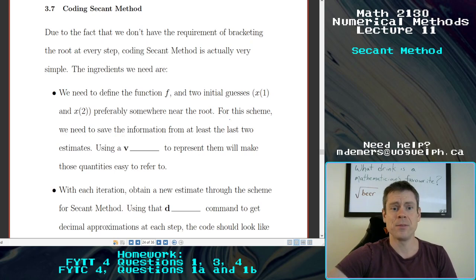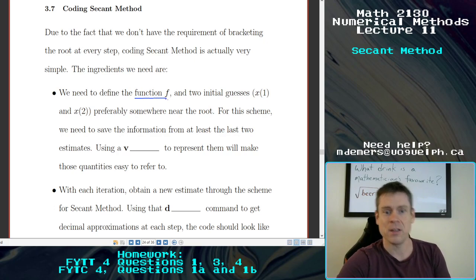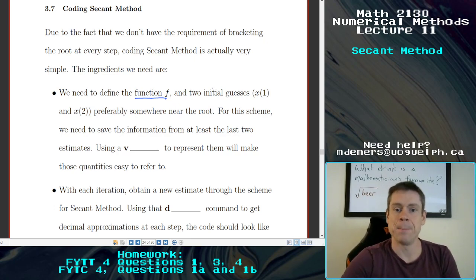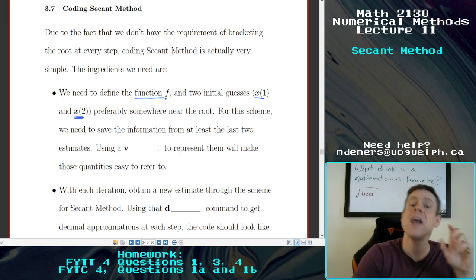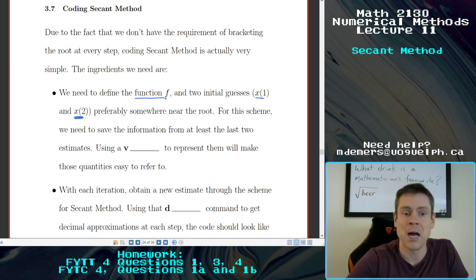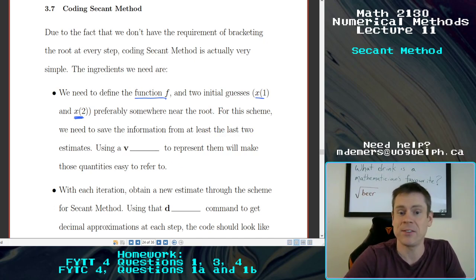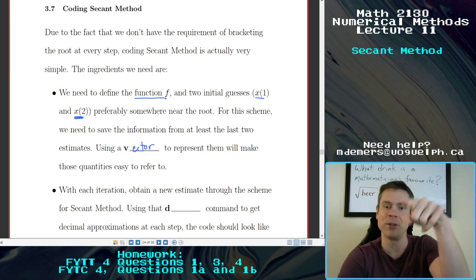Okay, here are the ingredients that we need though. We need to have the function f, so you need to be able to define that. Symbolic, again, is a good way to go. Two initial guesses, x1 and x2, hopefully somewhere near the root. I used this notation, which represents kind of a vector formulation. You're going to need to save information from at least the last two estimates, and using a vector to represent those estimates can make those quantities easier to refer to. You might just want to make sure that the variable that you're defining symbolically, like f of x, you might want to use initial guesses that don't use the same variable here.